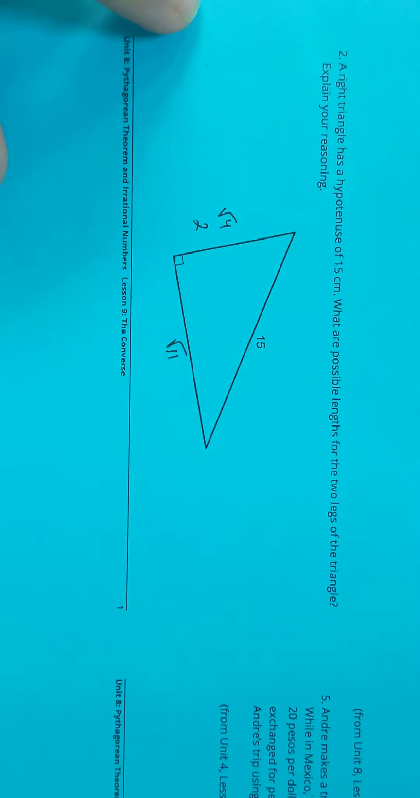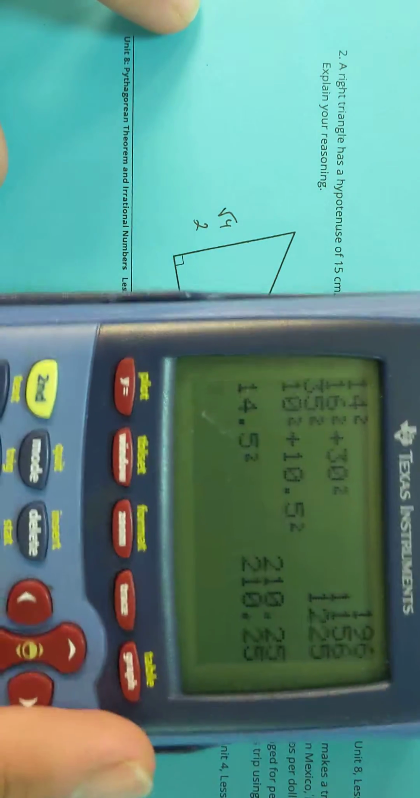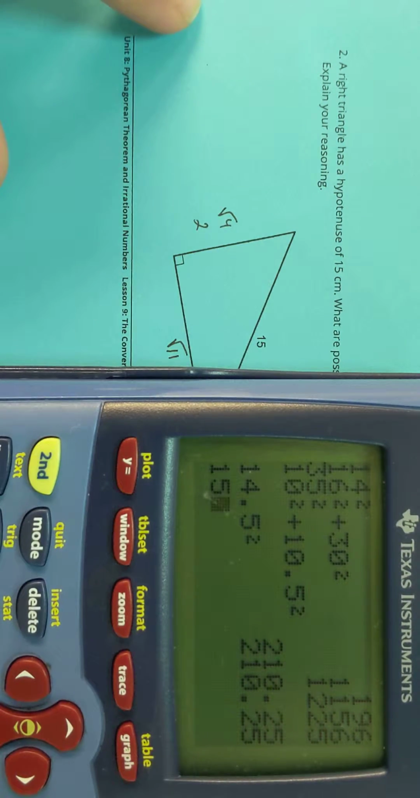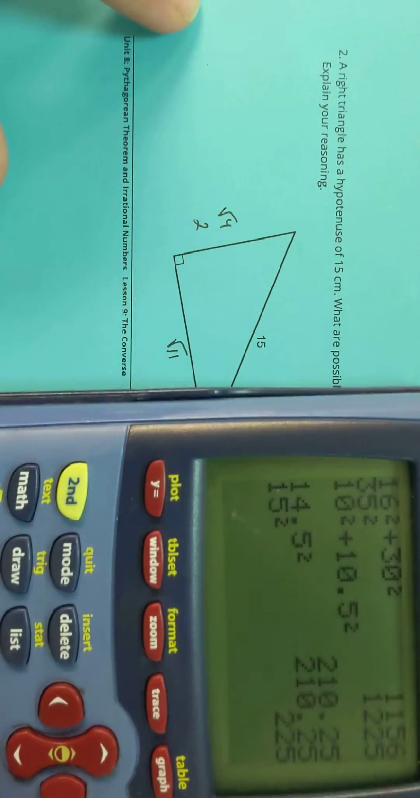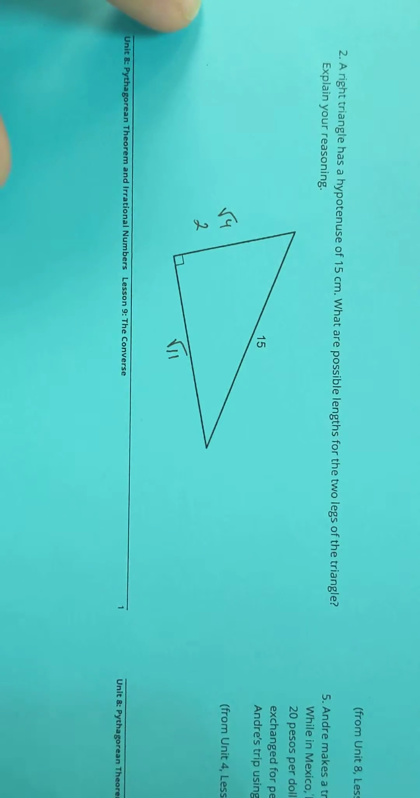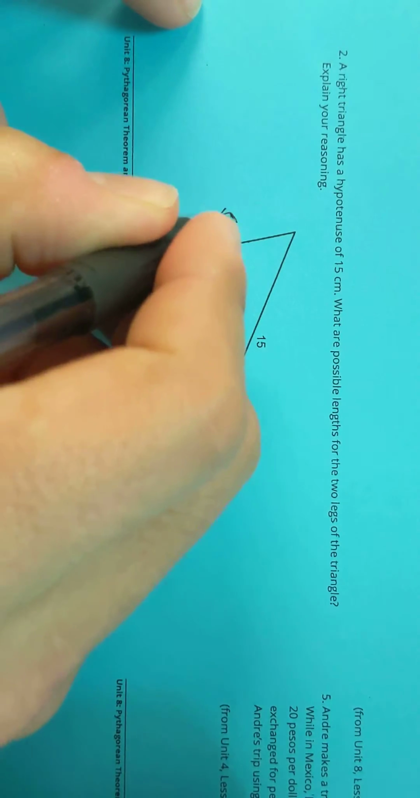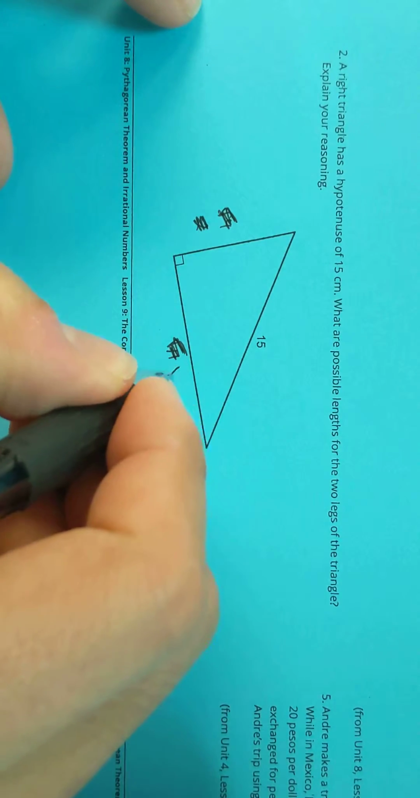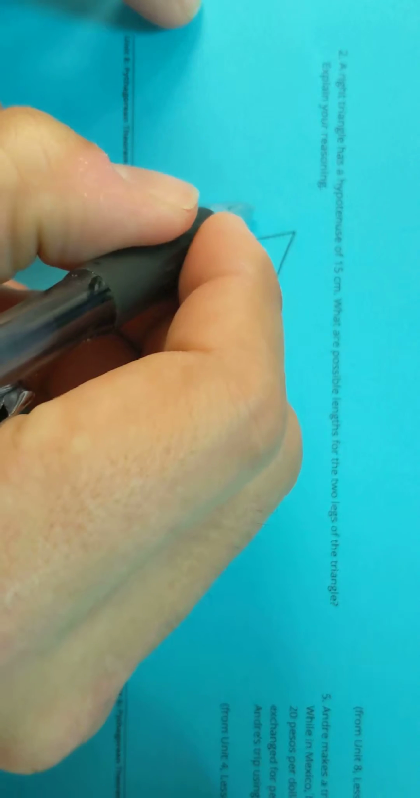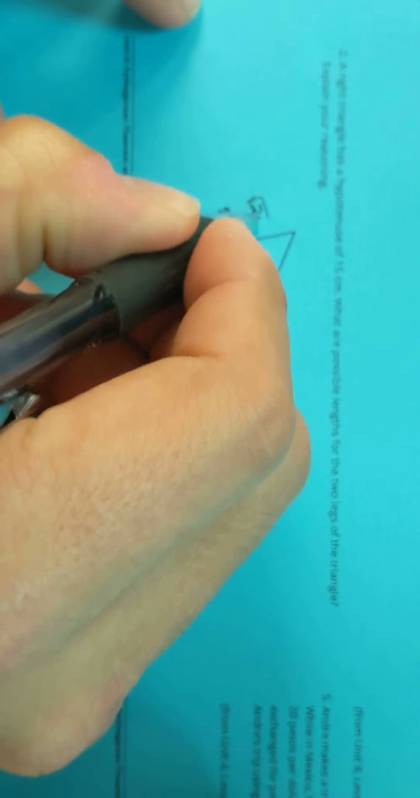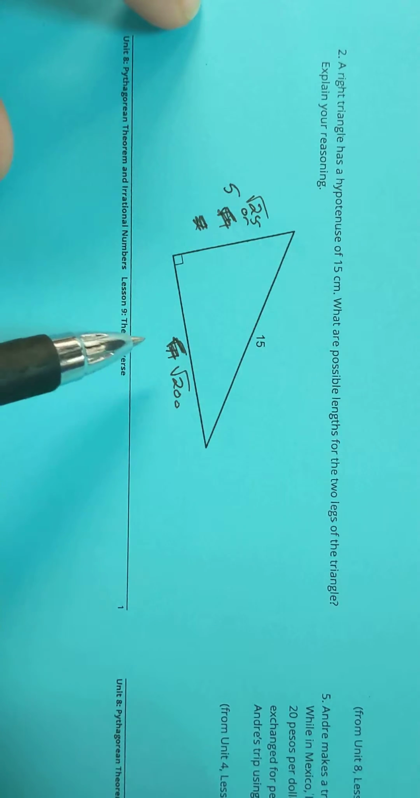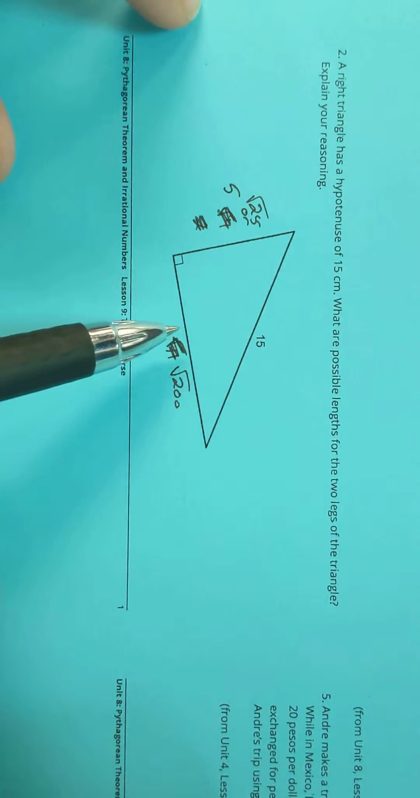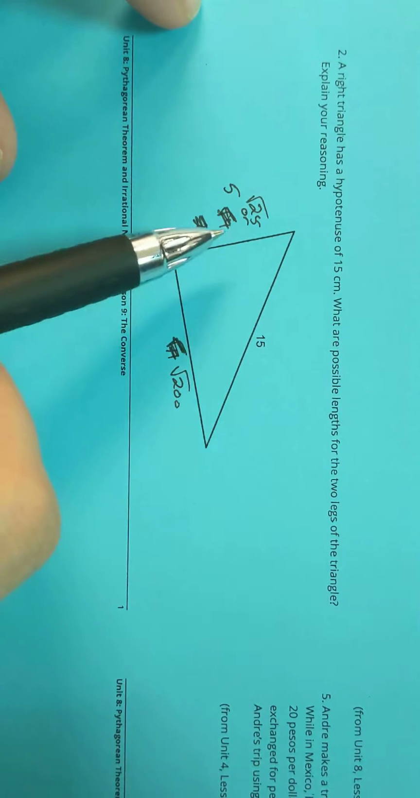Wait, that's not right. Sorry. 15 squared is 225. So we need the numbers added to 225. So scratch that. That didn't make any sense. So it could be like the square root of 200 and the square root of 25, which is 5. Alright, so that would work. There's tons of possibilities, right? As long as when you square these two and add them together, they add to 225, then we know those are possible side lengths for that triangle.